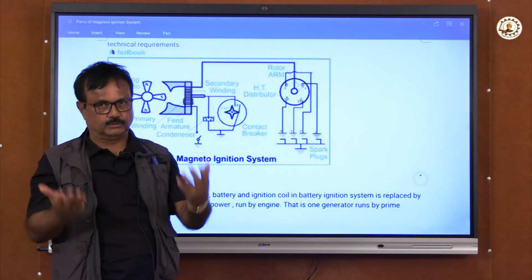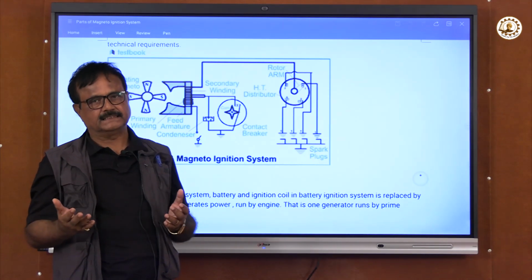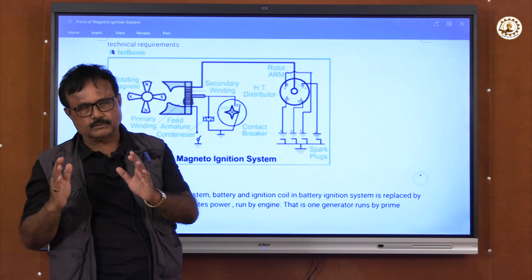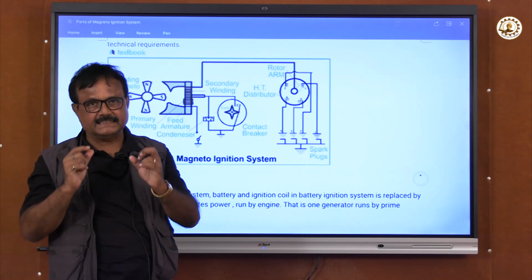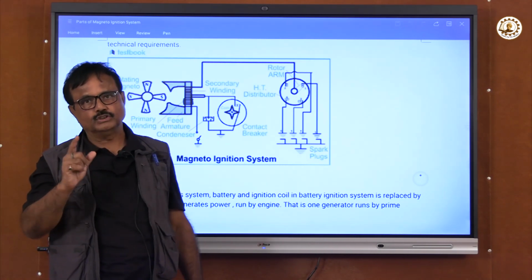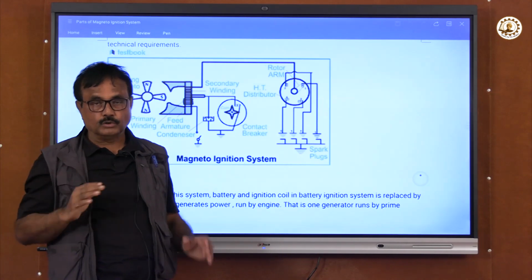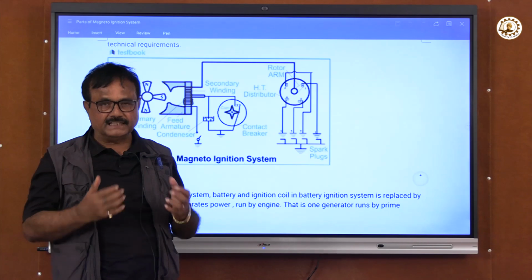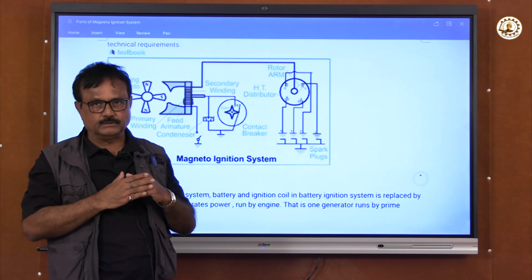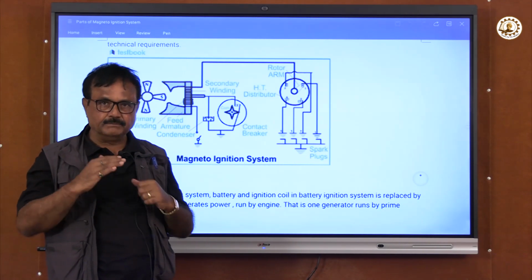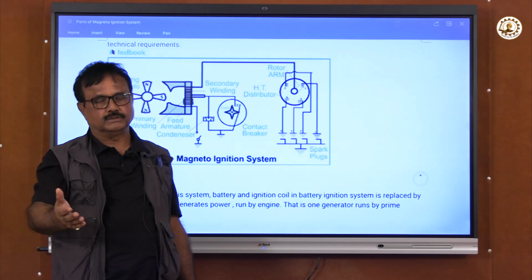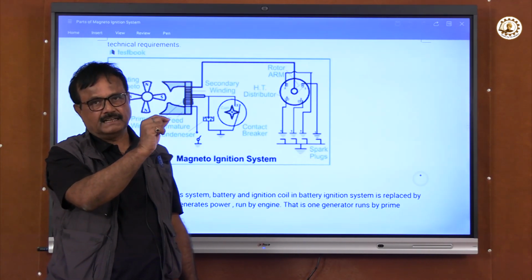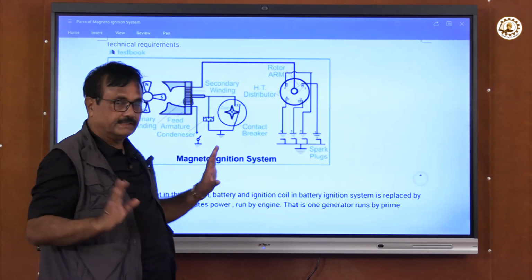Now I am just reminding you that in the battery ignition system you have a 12 volt battery, and you need 22,000 volt to ignite the spark in the spark plug. So you have to use some technique, some electrical circuit, so that this 12 volt DC battery can be magnified to 22,000 volt to start the ignition in the spark plug. We have already read it.